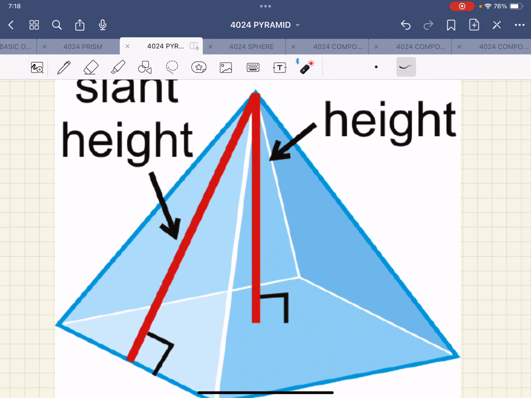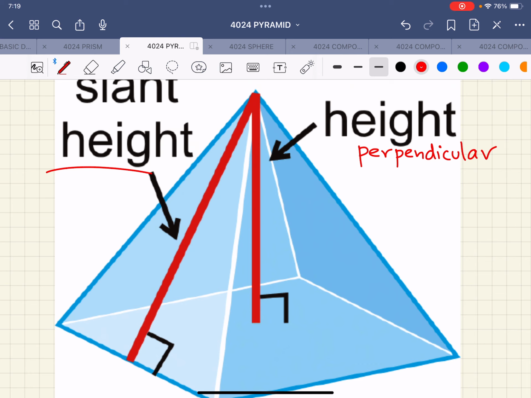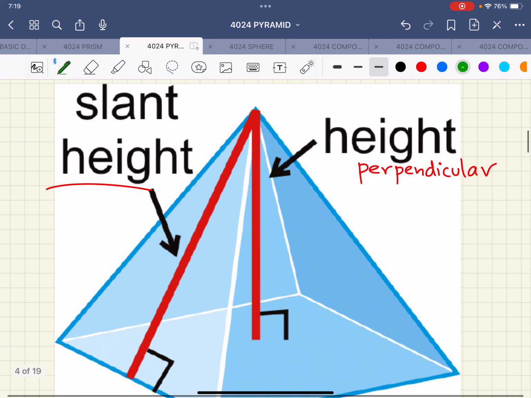This height over here, this is known as the slant height, and this one is known as the perpendicular height. So now let me label this thing in green color. I need a thick marker over here. So if I draw a line like this, this is the perpendicular height, and this one, the reddish one, that is the slant height over here.